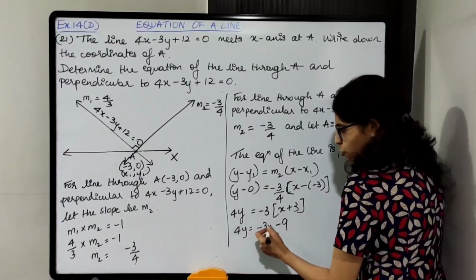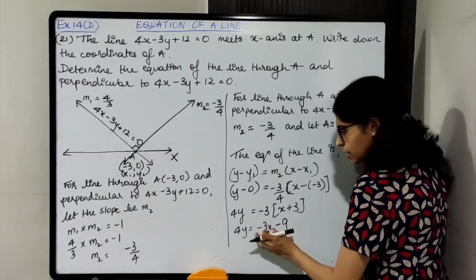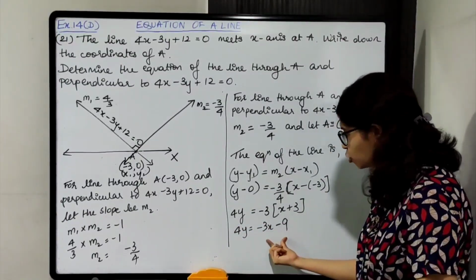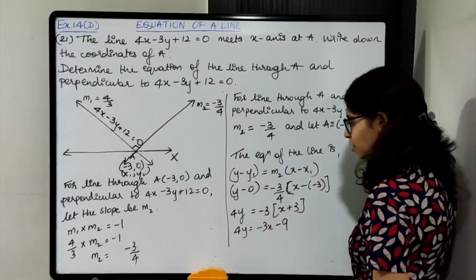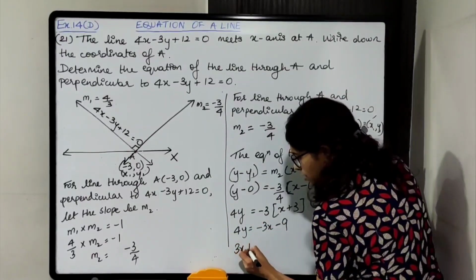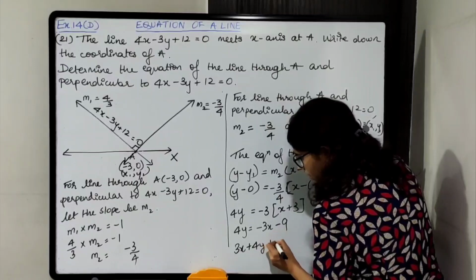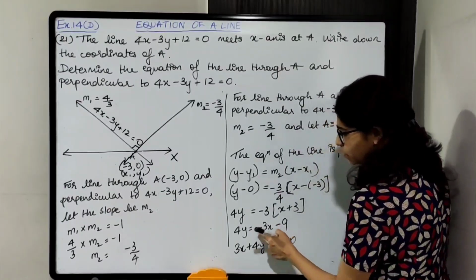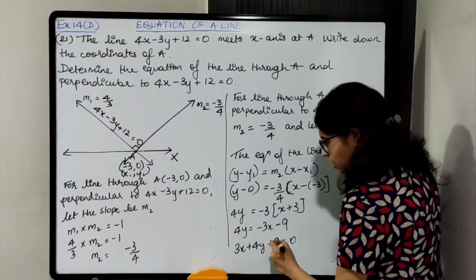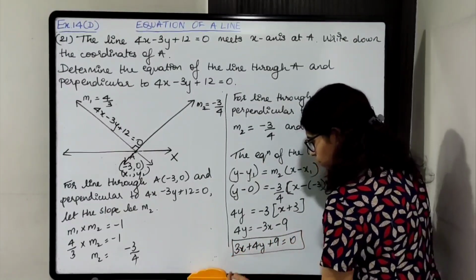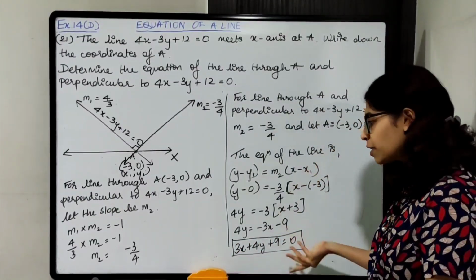Now you can shift the 3x term over here because this is negative. In fact, shift both the terms because both are negative. So write the x term first, then the y term, then the number, equal to 0. Signs will change when you shift to the other side. So this will be the equation of the line. Or you can write it in standard form.